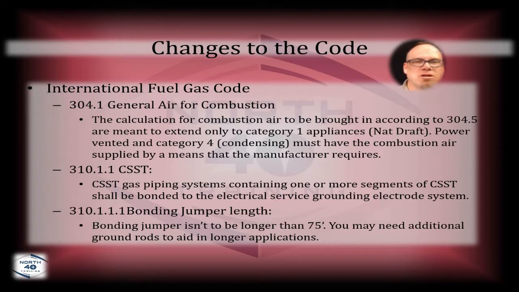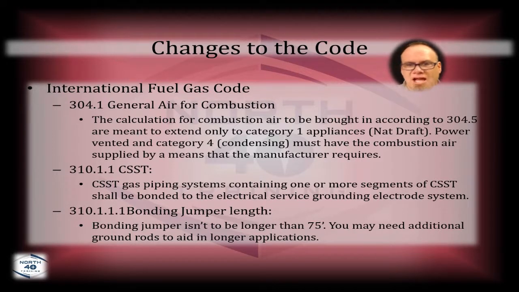Well, what were those calculations? Well, if you've got a category 1 appliance or natural draft appliance, you've got to bring in 50 cubic feet per 1,000 BTUs of input per hour for all the appliances served. Okay, so if you've got a 60,000 BTU furnace and a 40,000 BTU water heater, and they're both natural draft, then you would have to bring in 5,000 cubic feet of air per hour while those things are running.